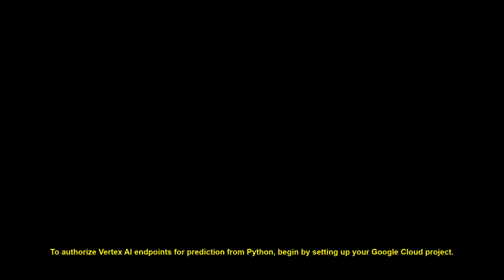To authorize Vertex AI endpoints for prediction from Python, begin by setting up your Google Cloud project. Ensure that you have billing enabled for your Google Cloud project. Install the required Google Cloud libraries in your Python environment using pip.